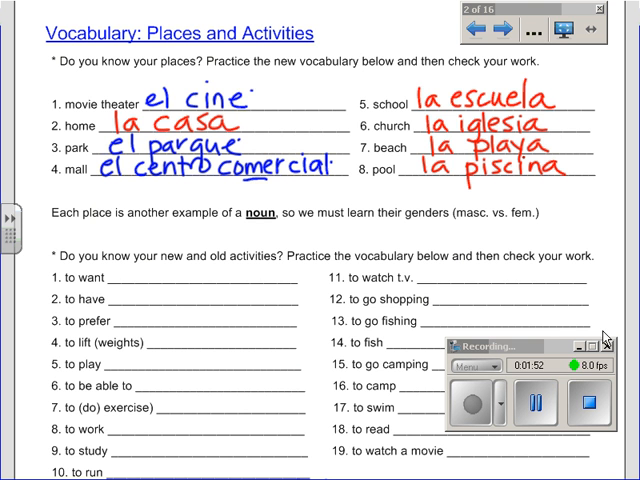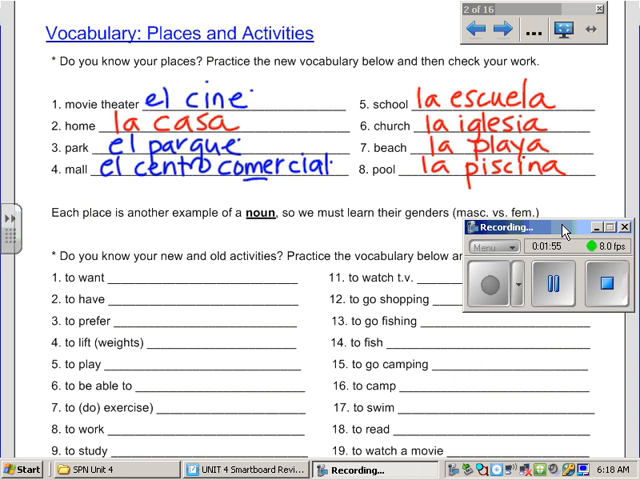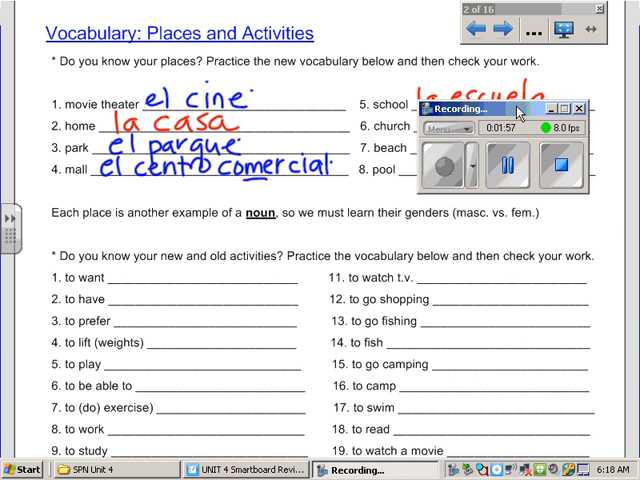The next part we have are our activities, los infinitivos. We covered infinitives yesterday. Remember, infinitives in English are made up of 2 words, like to want, to have, to prefer. Why don't you check yourself right now, remembering that each one of these ends either with an AR, an ER, or an IR. Press pause and try numbers 1 through 19.